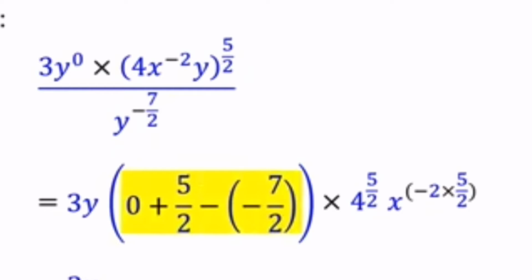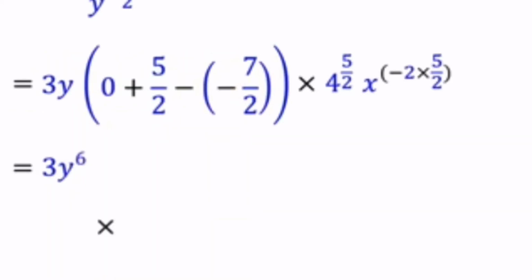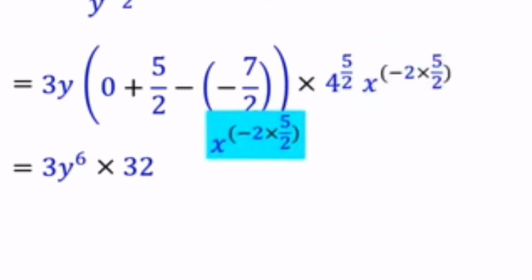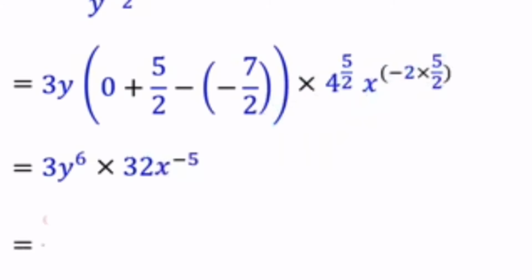And then we will simplify the index, so it becomes 3y power 6 times 4 to the power of 5 over 2, which is 32. And then x will be negative 2 and 2 will be negative 1 times 5. So the x power is negative 5. So finally you need to simplify your answer. So the answer is 96y power 6 over x5, which is the simplest answer for the index number.